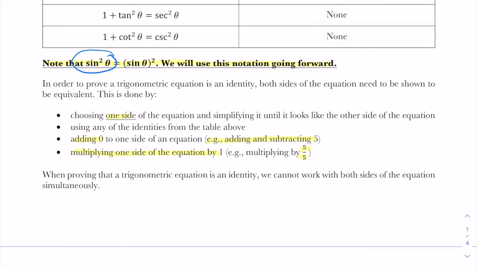Now you may be wondering, why are you allowed to add 0 and why are you allowed to multiply by 1? The reason is adding 0 and multiplying by 1 don't change the value of the expression. They're still equivalent, which is why we're allowed to do it.